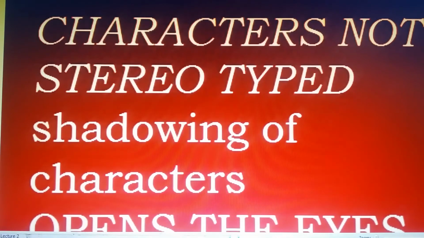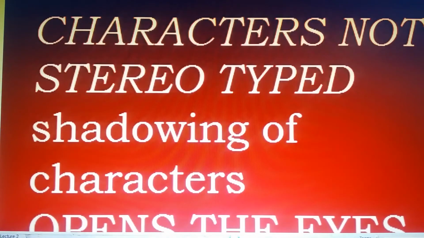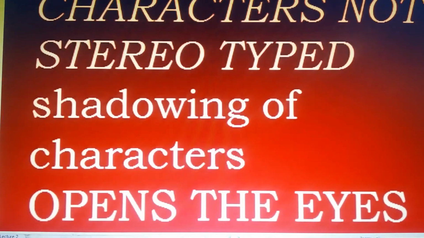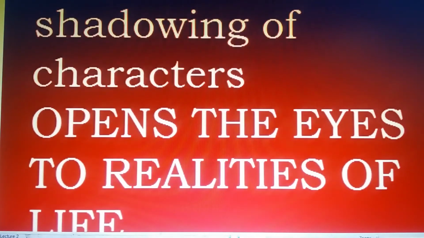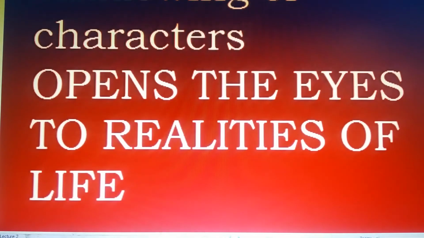Then there's the shadowing of characters, meaning the main characters, the protagonists o yung bida, have their weak points. They're not all perfect, maybe because of their background, and there will be conflicts because of this. And they're dynamic characters also. But this opens the eyes to the realities of life.